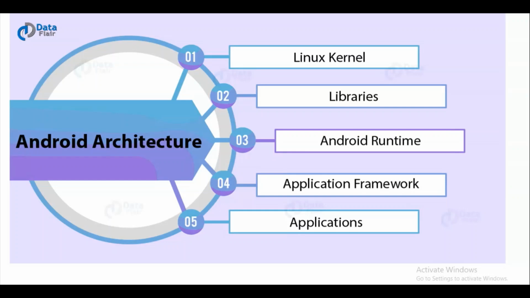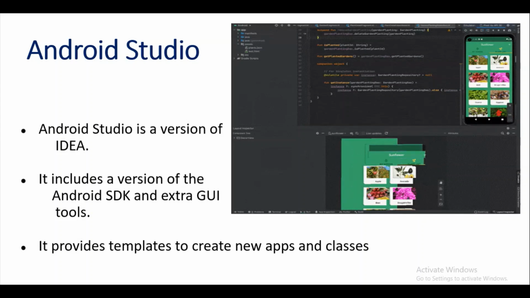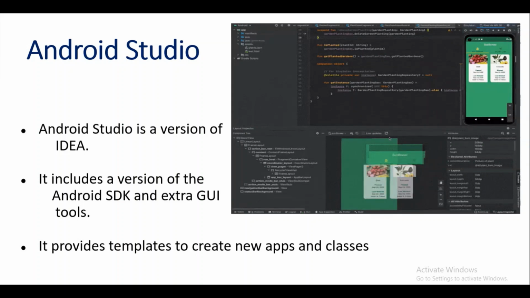Android architecture: Linux kernel, libraries, Android runtime, application framework. Applications are the major components of Android architecture. What is Android Studio? Android Studio is a version of IntelliJ IDEA. It includes a version of the Android SDK and extra GUI tools. It provides templates to create new apps and classes.